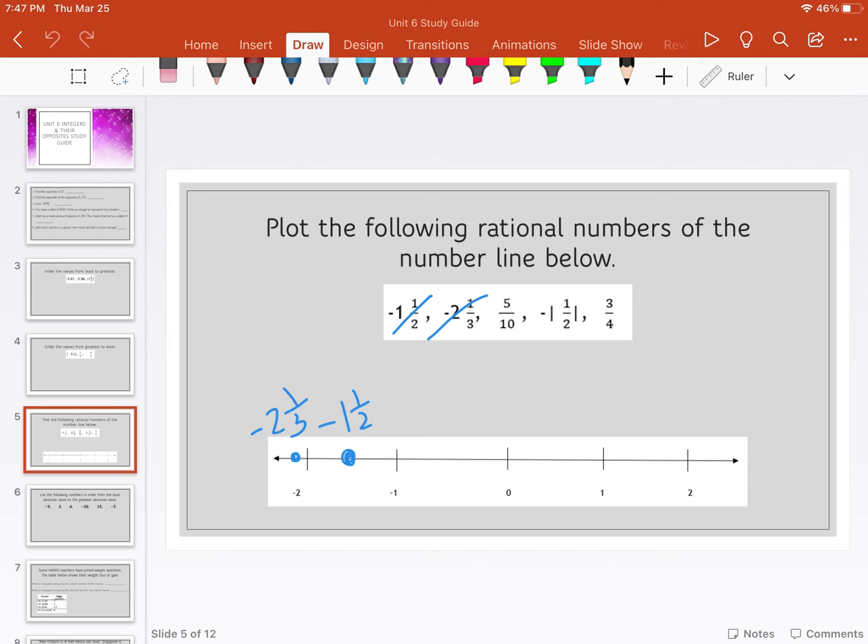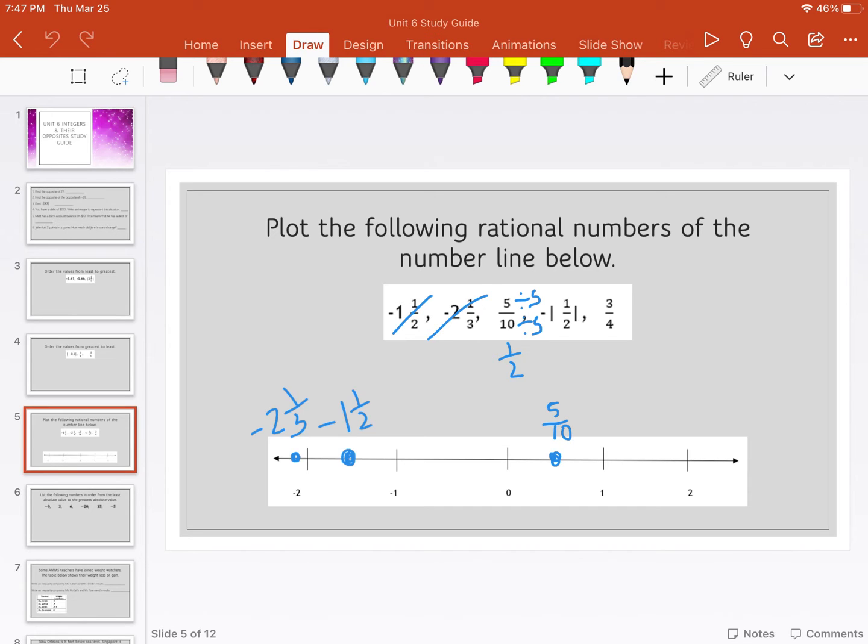The next one, 5/10. If we simplify this fraction, which would be to divide both these by 5, we get 1/2. So if we're plotting 1/2, that's going to be between 0 and 1, which is about here. So this is where 5/10 would go.